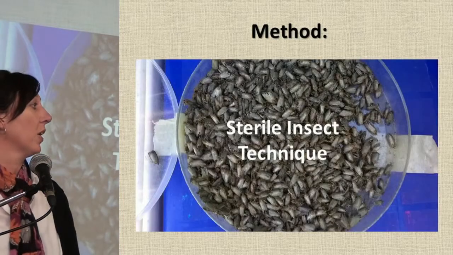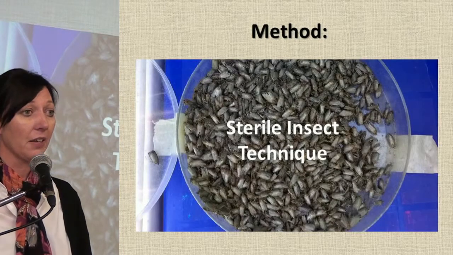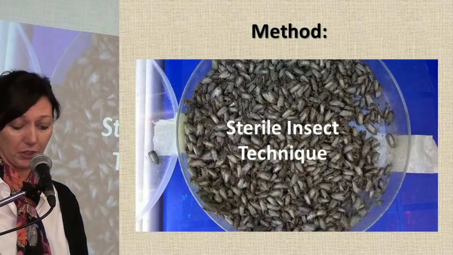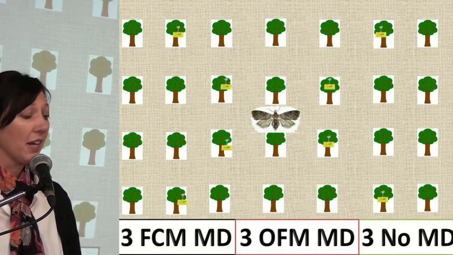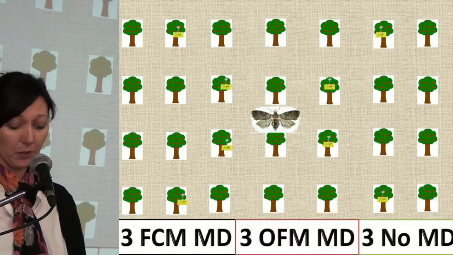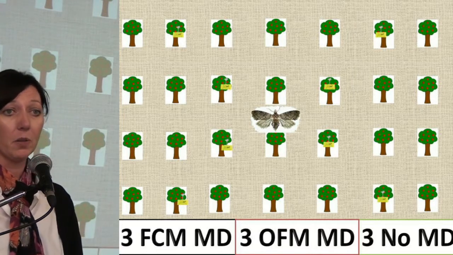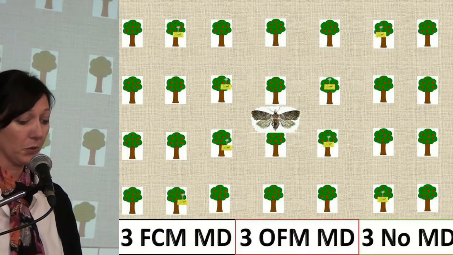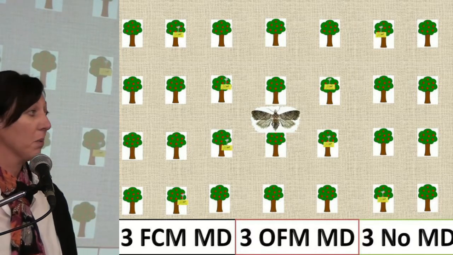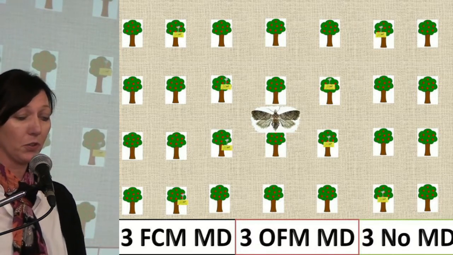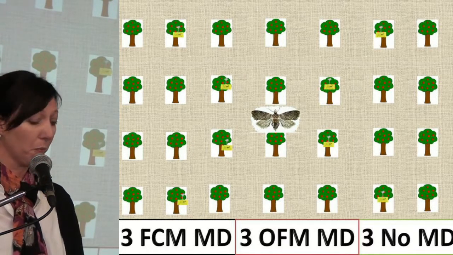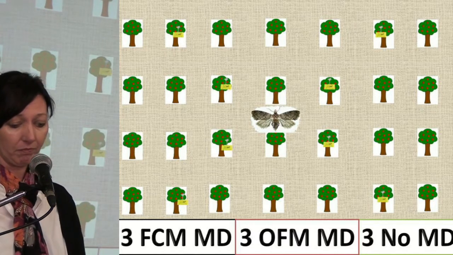We use this brilliant technique of releasing sterile FCM moths into the orchards to increase the number of moths in the orchards. We had 3 FCM mating disruption orchards, 3 OFM mating disruption orchards, and 3 no mating disruption orchards, our control orchards. We had 8 traps per orchard, 4 traps 15 meters from the middle and 4 traps 30 meters from the middle. And then we used a central release point for the sterile moths.